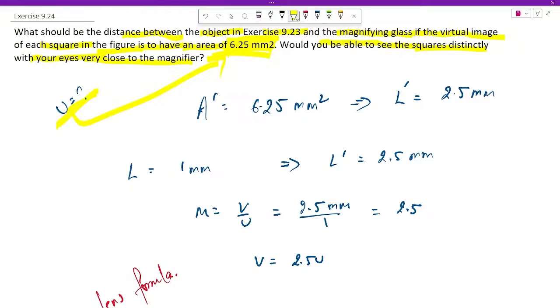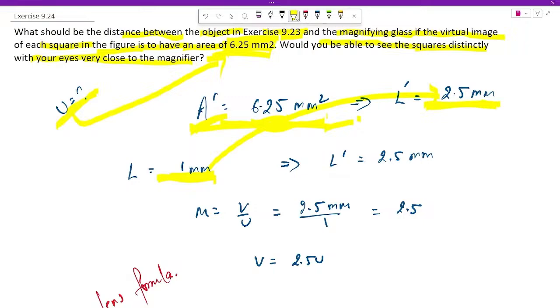So we can say that A dash is 6.25 millimeter square, where A dash represents the area of the image. We can deduce from this the length of each square. So the length would be the square root of this area, which will give us 2.5 millimeter. Now we saw that in question 9.23, the length and the width of each square was 1 millimeter. So upon magnification, it is going to be equal to 2.5 millimeter.